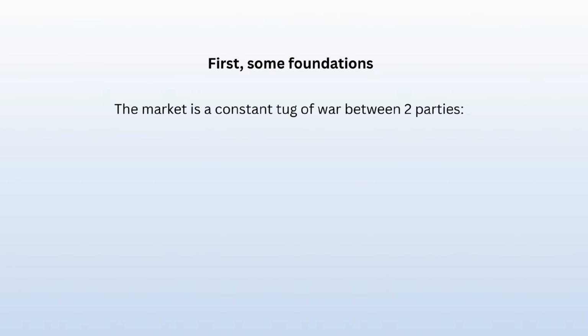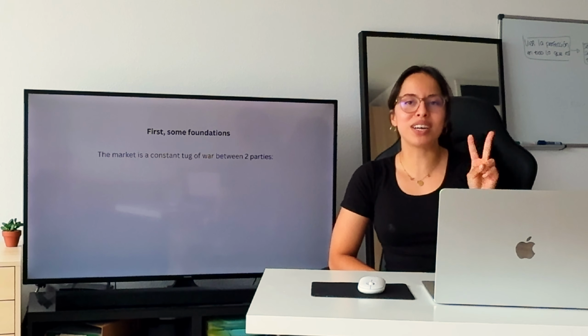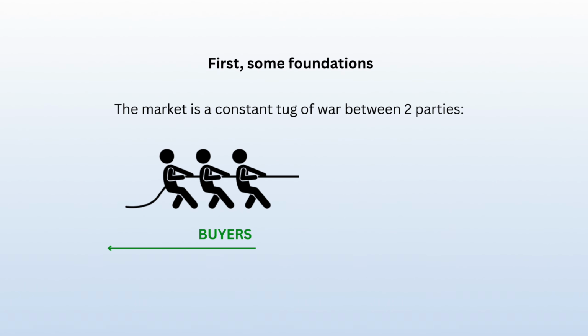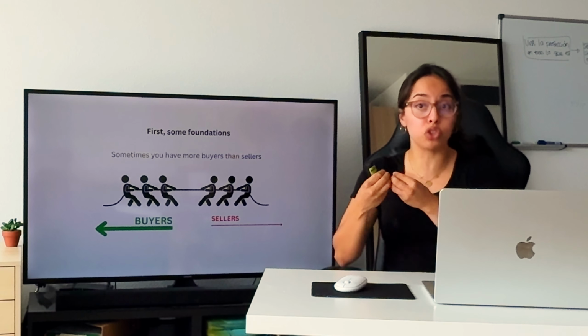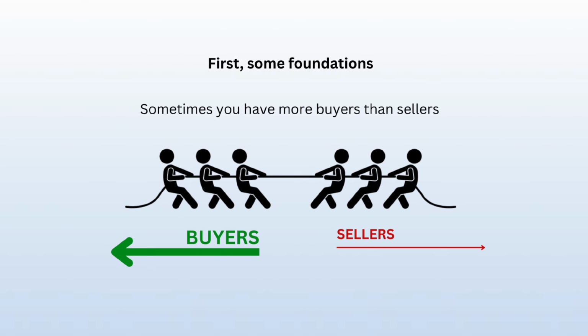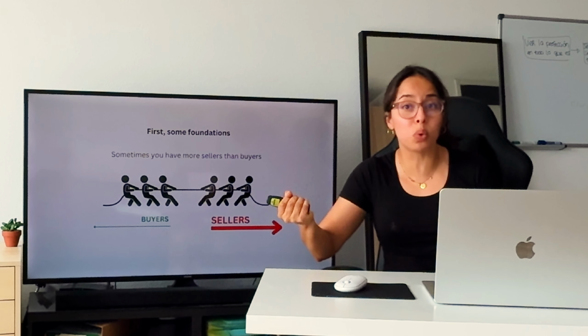First, we need to cover some very important foundations. We have to understand that the market is a constant tug-of-war between 2 parties, and 2 parties only. On the one hand, you have the buyers, which means that on the other hand, you have the sellers. Sometimes you have more buyers than sellers, so the buyers are stronger. In other words, the rope is being pulled more to the left side, which means that the reverse is also true. Sometimes you have more sellers than buyers, and in this case, the rope gets pulled a little bit more to the right side.